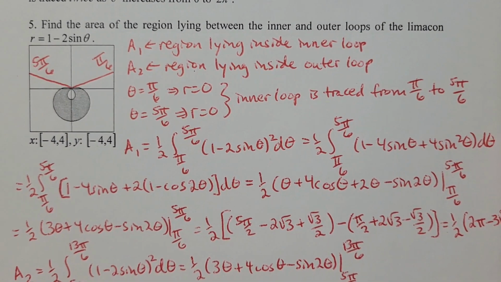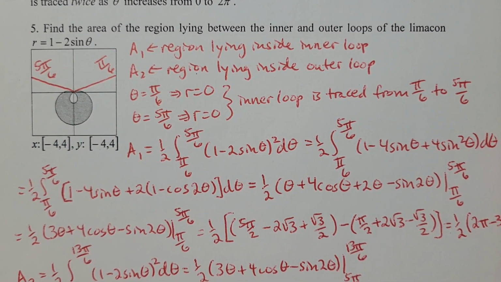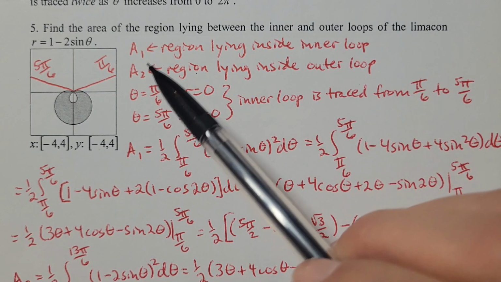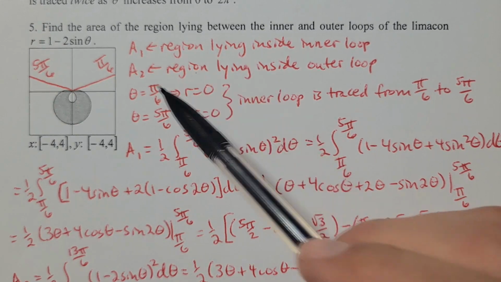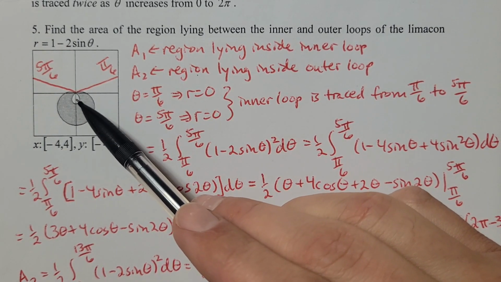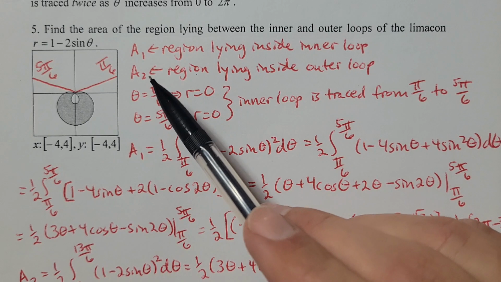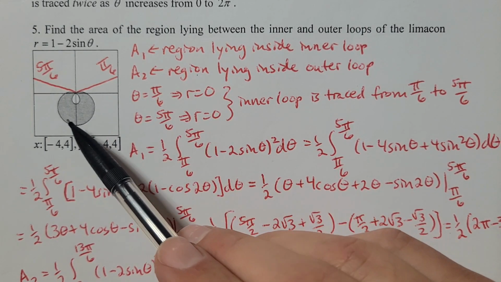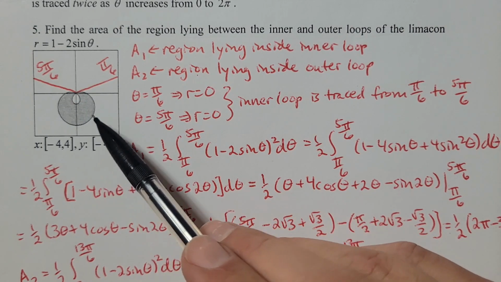Problem 5 is where we want to find the area of the region lying between the inner and outer loops of the limaçon 1 minus 2 sine theta. Okay, I'm going to let A sub 1 be the region lying inside the inner loop, this little region there, and A sub 2 would be the region lying inside the outer loop, so this guy here.